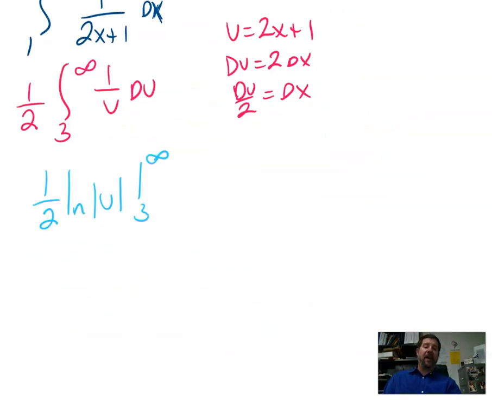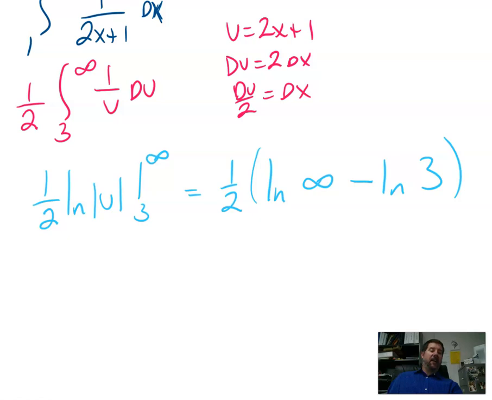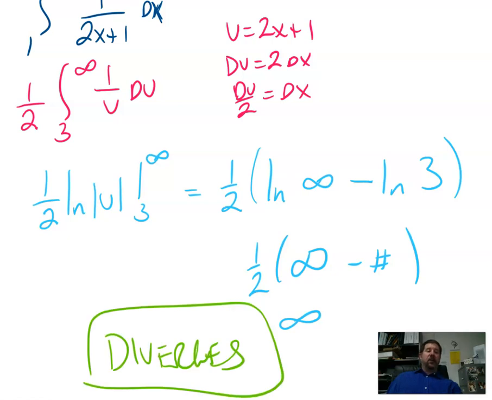Antiderivative, we get 1/2 ln absolute value of u from 3 to infinity. Using the fundamental theorem, we get 1/2 ln of infinity minus ln of 3, again being lazy with my notation. And so ln of infinity is going to go to infinity. So this is just 1/2 of infinity minus some number, ln 3, which is just going to go to infinity. So this diverges. Because the integral goes to infinity, it diverges, and therefore our series diverges.